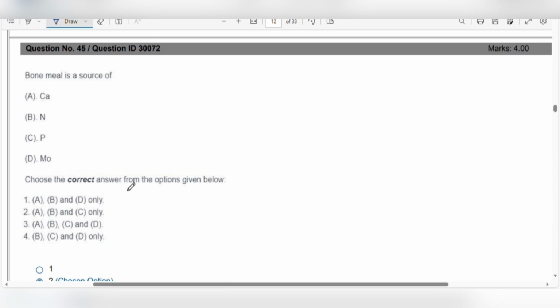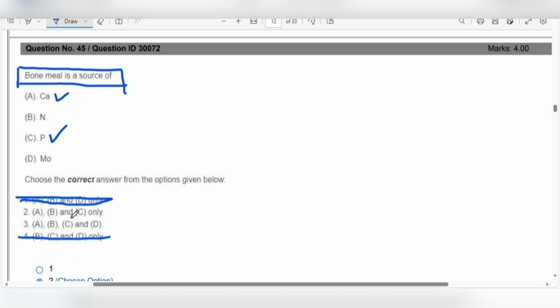Another question from soil fertility and fertilizers. Soil fertility and fertilizers is also a very important portion. You should be very thorough about your fertilizers, manures, and biofertilizers because you can expect at least 4 to 5 questions directly coming from this portion. So bone meal, we know bone meal. Bone meal is the highest source of phosphorus. So phosphorus we will mark first. Wherever there is no C, we will cut off that option. Fine. Then bone meal also, bone is a source of calcium also. I think all of you know that. So wherever there is no A, we will cut off that option.